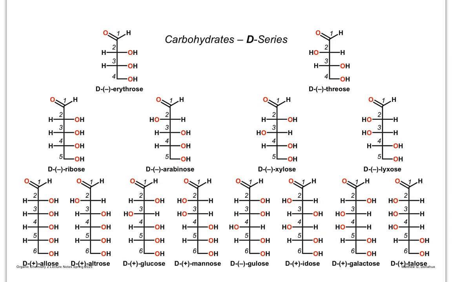So here's the tree shown on one slide, how you can get from the tetrose to the pentose to the hexoses. And then keep in mind, you could draw a mirror plane over there and then have the L series.